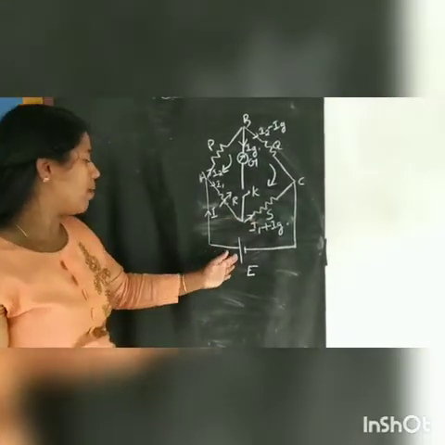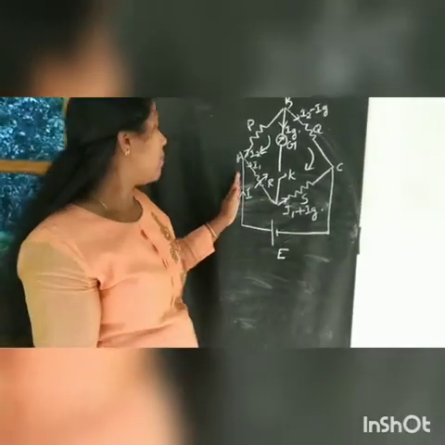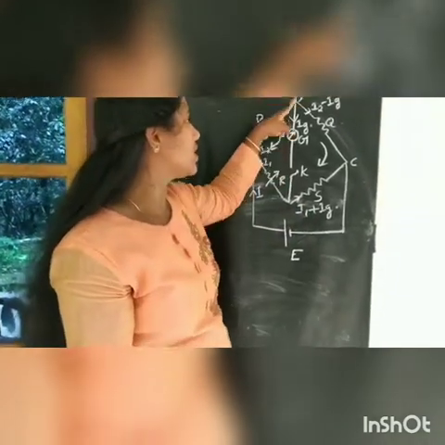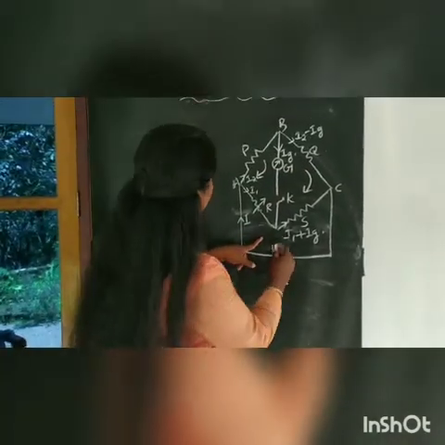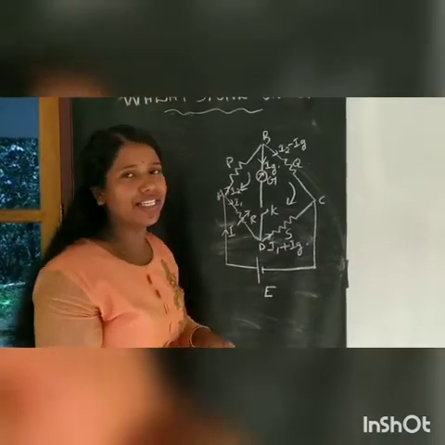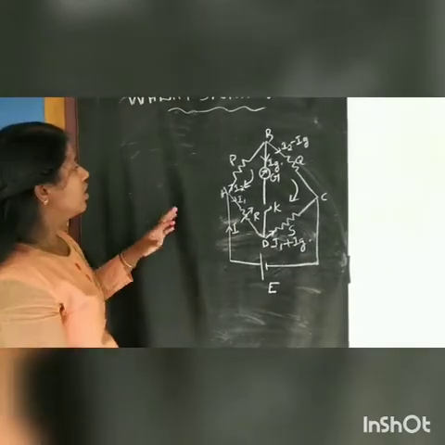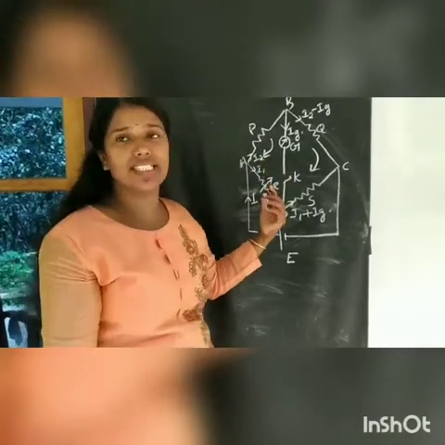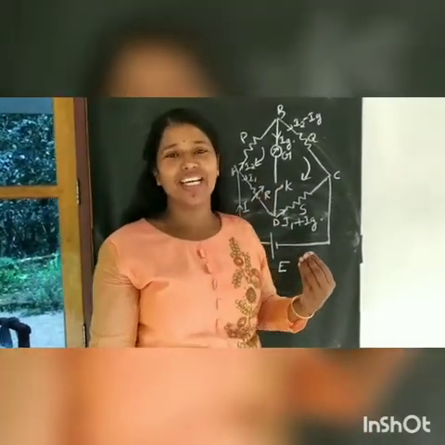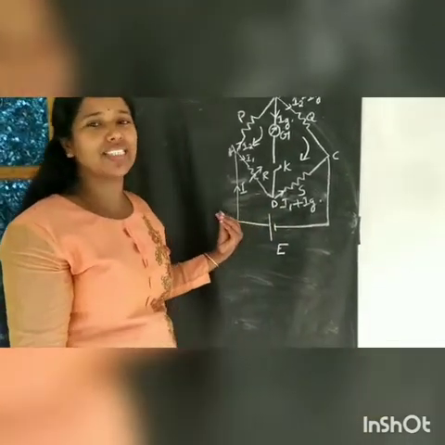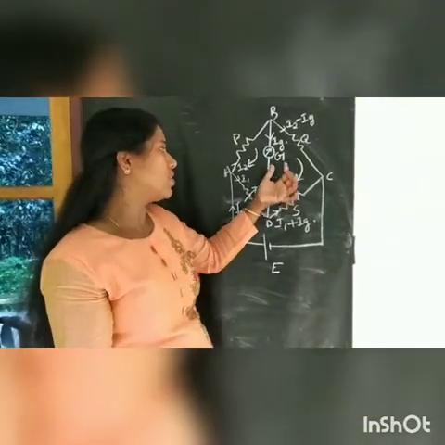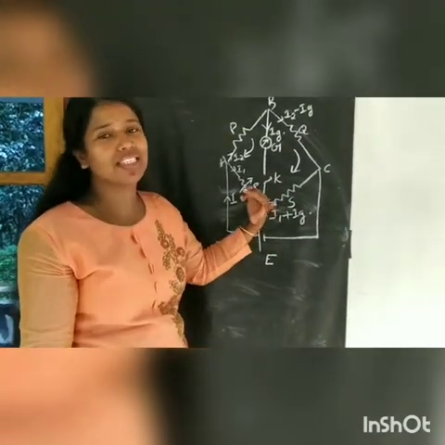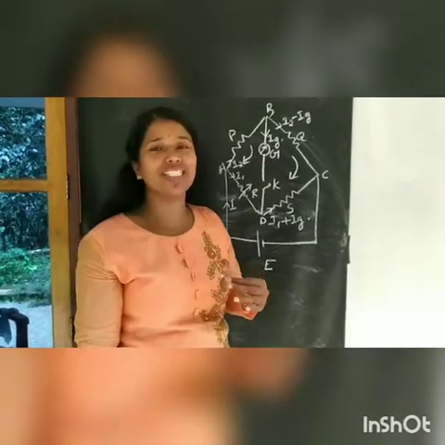The cell of EMF E is connected between A and C. The galvanometer is connected between B and D. We can adjust the variable resistor. When the key is closed, current passes through the circuit, and the galvanometer shows deflection.